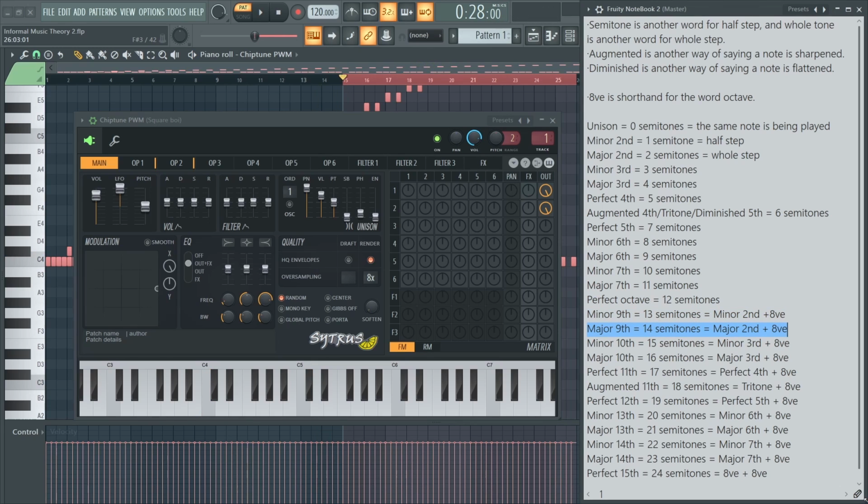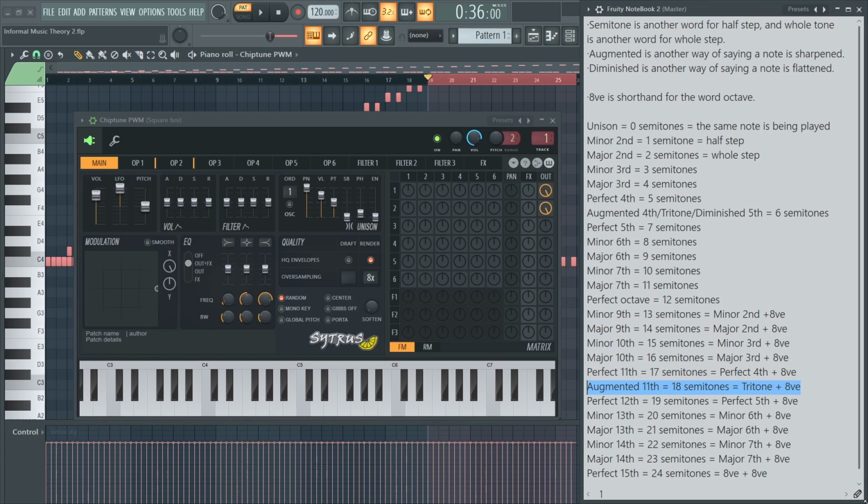Here's our major ninth, which is 14 semitones, which is just the major second plus an octave. Here is the minor tenth, which is 15 semitones, which is just a minor third plus an octave. Here's the major tenth, which is 16 semitones, which is a major third plus an octave. Here's the perfect 11th, which is 17 semitones, which is just a perfect fourth plus an octave.